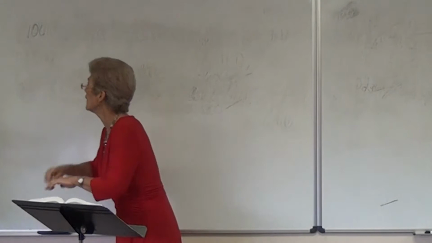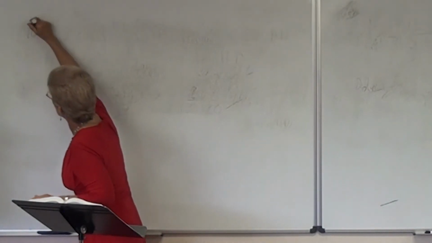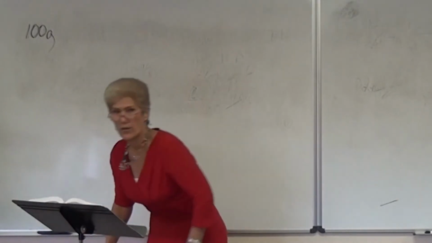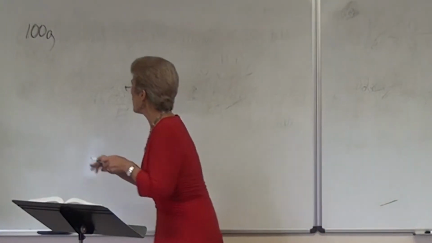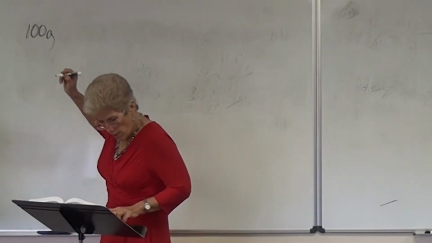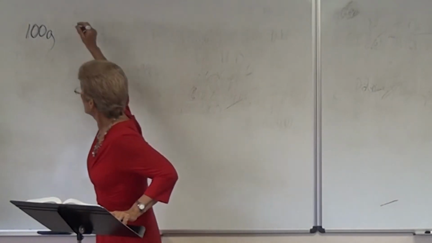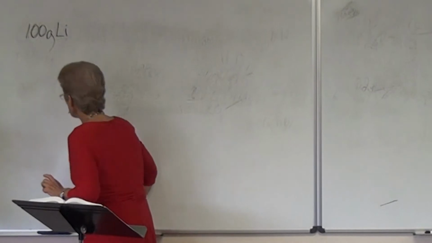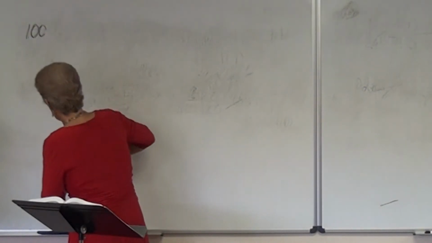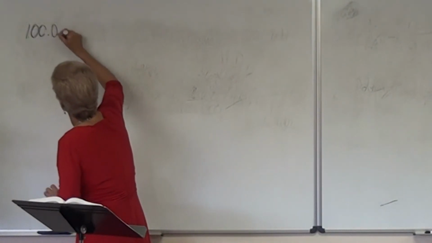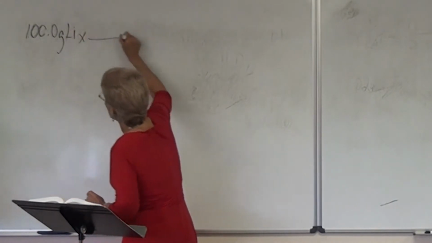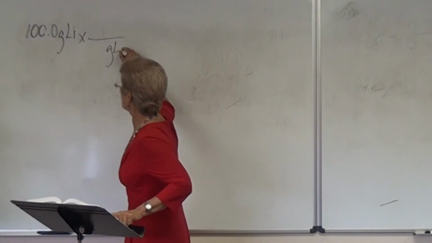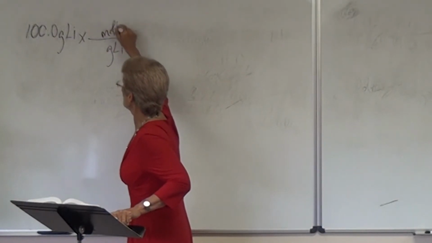Take your 100. Okay, let's just get rid of that one. Okay, that way I won't get confused. So we got 100 grams of lithium, and I bet my significant figures are off. Don't do what I just did. Make sure you've got the right number of significant figures. We want to know how many atoms exist in that, so we got to go to moles. So we're going to go to moles of lithium.